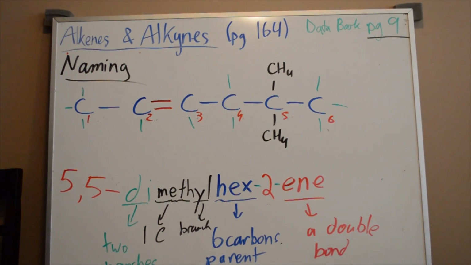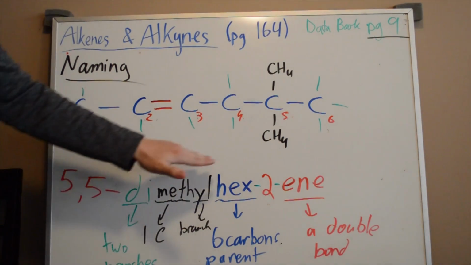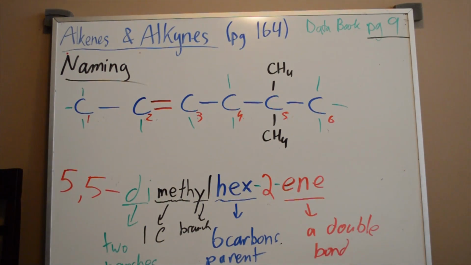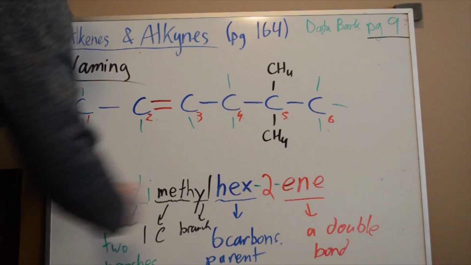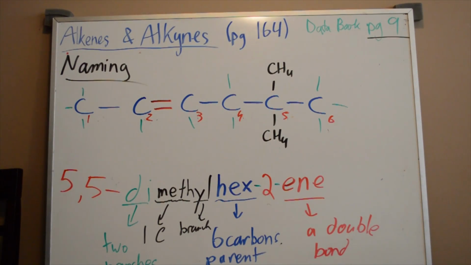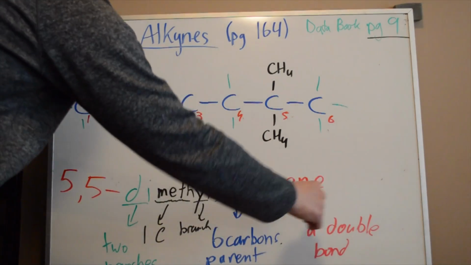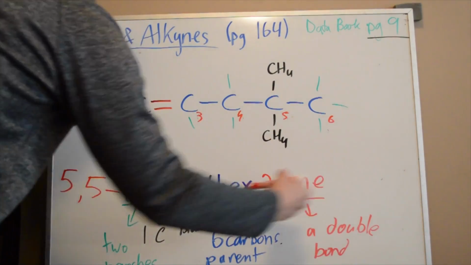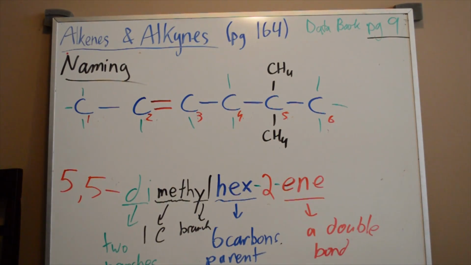Class, if you do the naming in small little steps like that, it's going to be a lot simpler and you're going to understand what's going on a lot better. If you just try to start from here and go from left to right, you're going to have a lot of trouble. When you name organic compounds, you want to start at the end part, the parent chain, and then figure out the branches. Give that one a shot. Then we're going to do one more example.